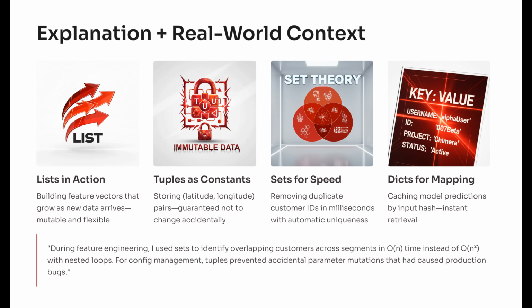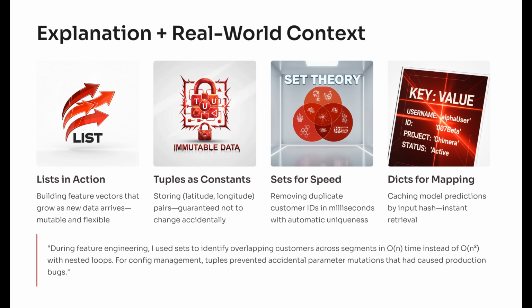Sets for speed. Sets store unique elements only. They're brilliant when cleaning datasets, for example, removing duplicate customer emails or finding all unique product SKUs. And they're lightning fast for membership testing. Checking if a user already exists in your dataset takes milliseconds.